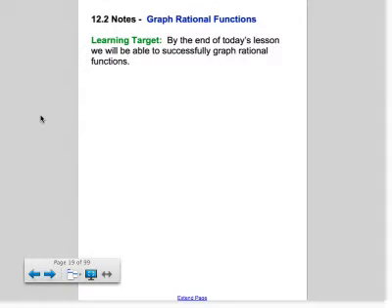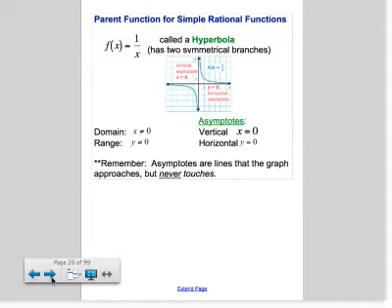Look here in section 12.2, graphing rational functions. We're going to build off of what we discussed today in class regarding inverse variation. So we're going to continue those discussions on graphing here. And so you'll notice here the parent function for simple rational functions is just f of x equals 1 over x, or y equals 1 over x.